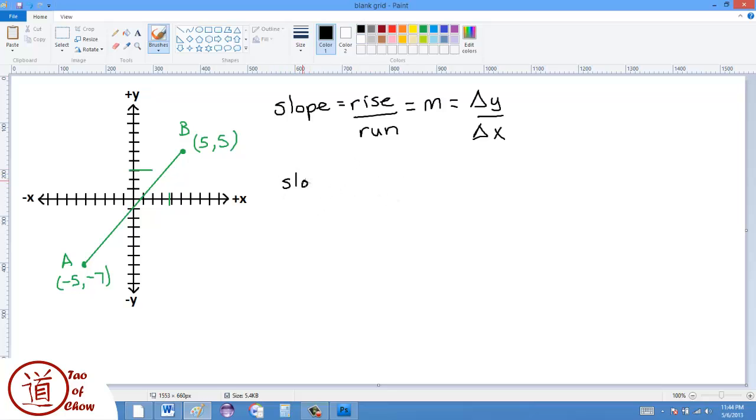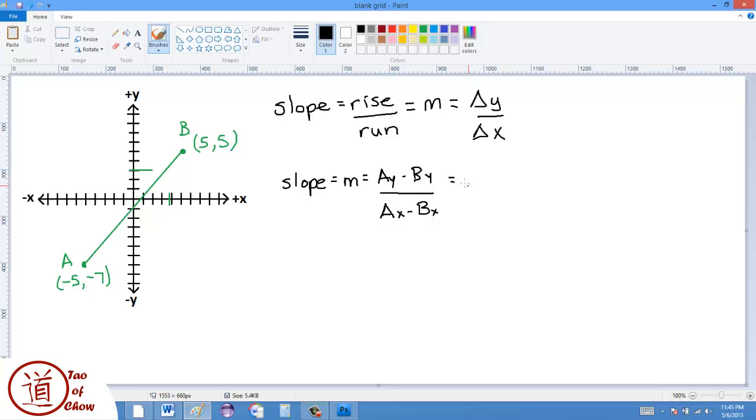So I have slope is equal to m, which is equal to the change in y over change in x. And what I'm going to do is take ay minus by divided by ax minus bx. So I'm just finding the difference between them. Now it doesn't really matter which order you put them in, if a comes first or the b's come first. But if the a comes first at the top, then it has to come first at the bottom.